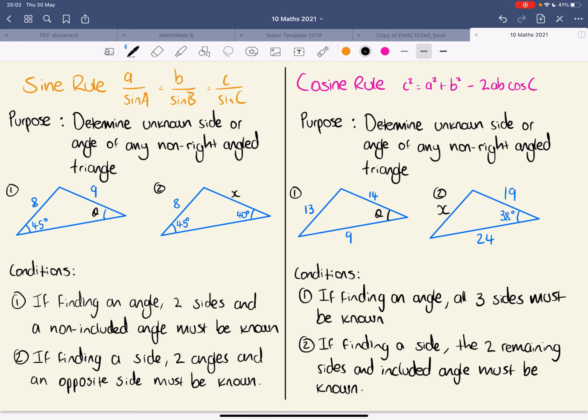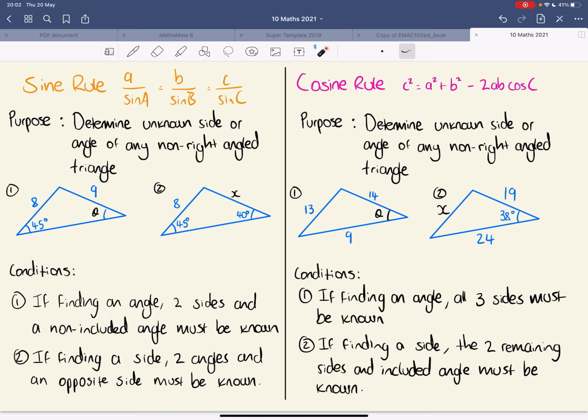So I thought I'd make a bit of a review video around the sine rule and then compare it to the cosine rule. I really think it's worth noting the difference, but ultimately the similarities around the purpose. The purpose of the sine rule and the purpose of the cosine rule are really the same thing. They are both used to determine an unknown side or an unknown angle of any non-right angle triangle. That's what they're both used for.